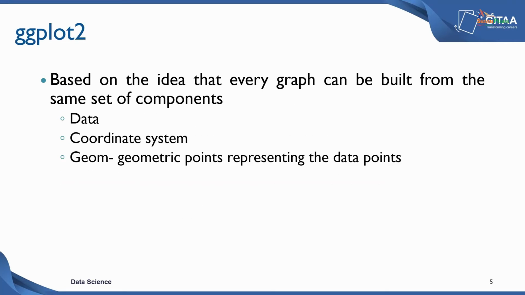So basically ggplot2 is a package which is based on the idea that every graph can be built from scratch using the same set of components. So the same set of components refer to the data, the coordinate system and a parameter called geom, which is basically geometric points representing the data points. So these are the 3 basic components for the package ggplot2.